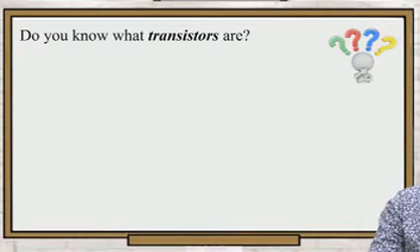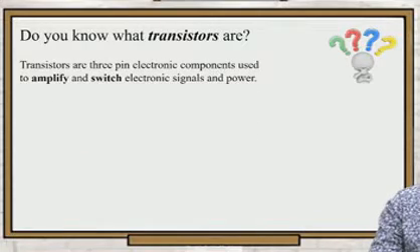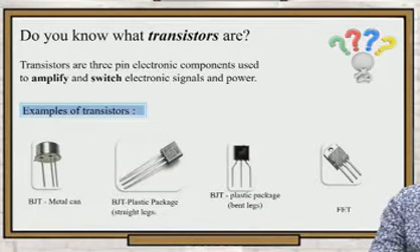Do you know what transistors are? Well, transistors are 3-pin electronic components that are used to amplify and switch electronic signals and power. These are some examples of transistors.